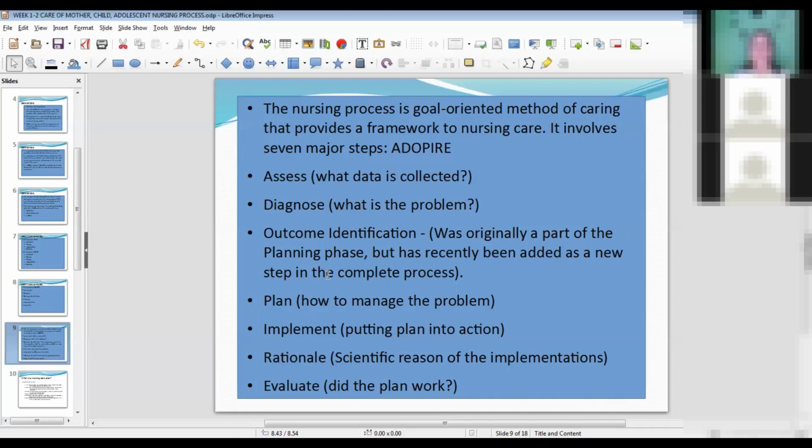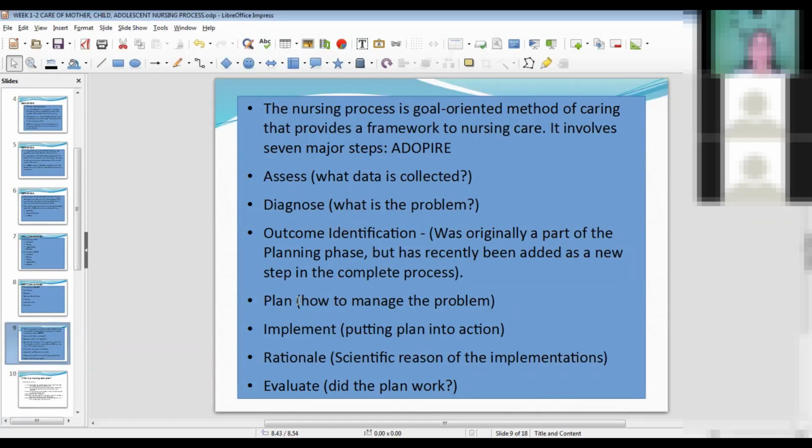Again, for diagnosis, we follow the PES format. Problem, etiology, symptomatology or the signs and symptoms. So how can we see this in the actual diagnosis? So yung etiology, minsan it is written as related to or RT. So related to or the cause of the problem. And then yung symptomatology is sometimes written as AEB or as evidenced by. So what are the manifestations? So again, this is how we do the diagnosis.